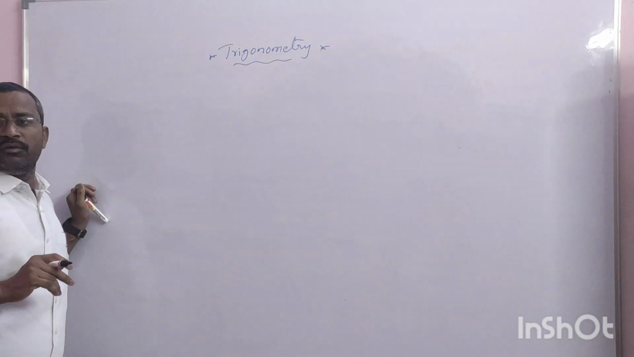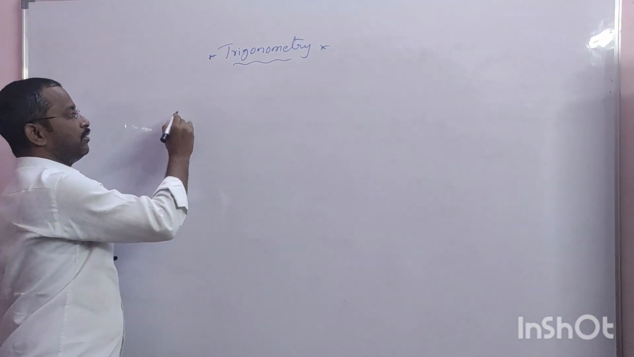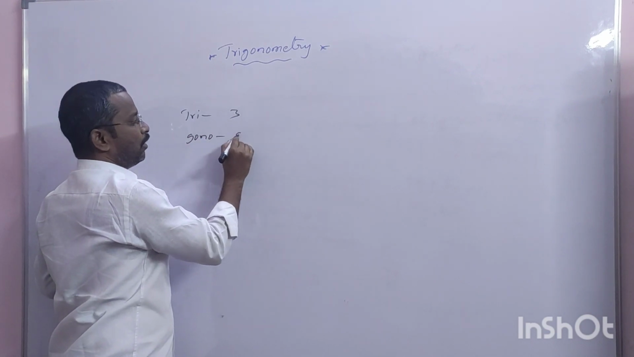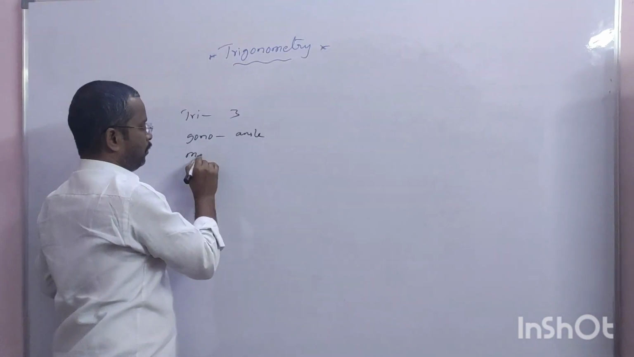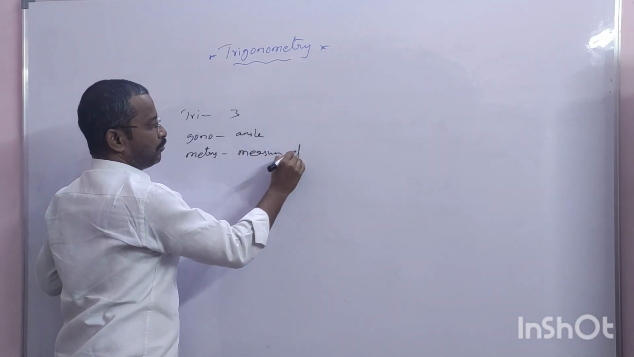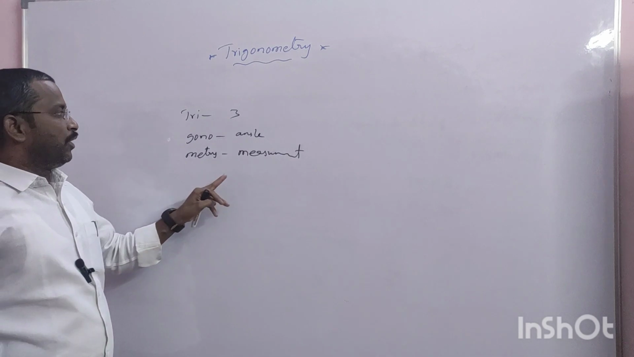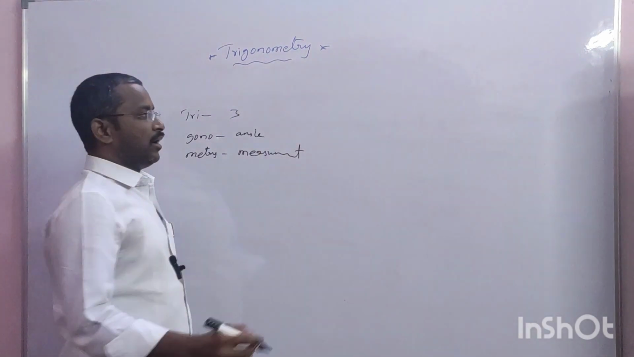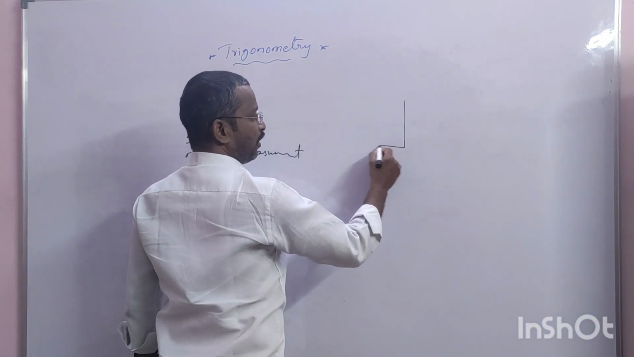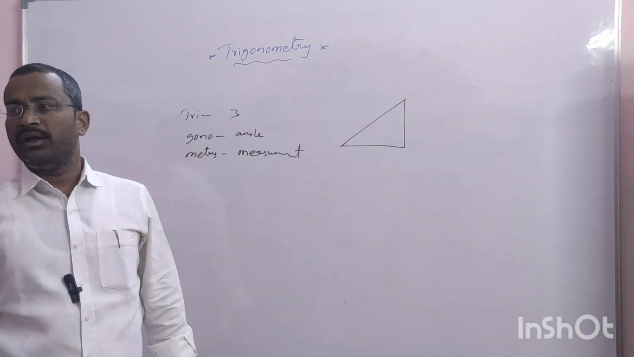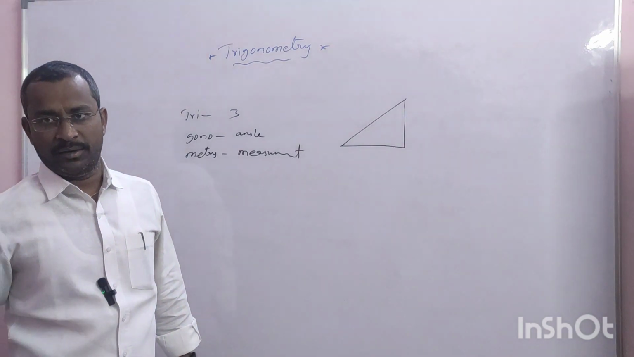In trigonometry, we will deal with only three angles. Tri in the sense of three, gon in the sense of angle, metry in the sense of measurement. Measurement of three angles in a triangle is known as trigonometry, and we will be using only the right angle triangle. Compulsorily, whenever you want to apply trigonometry, the triangle should be a right angle triangle.